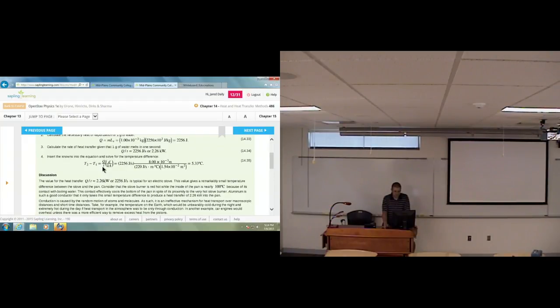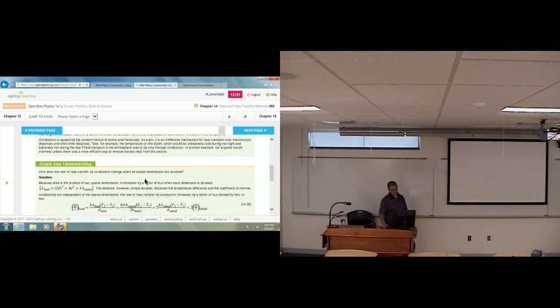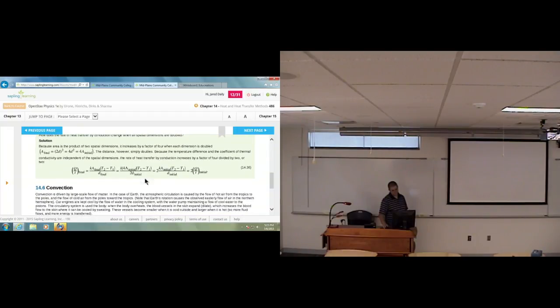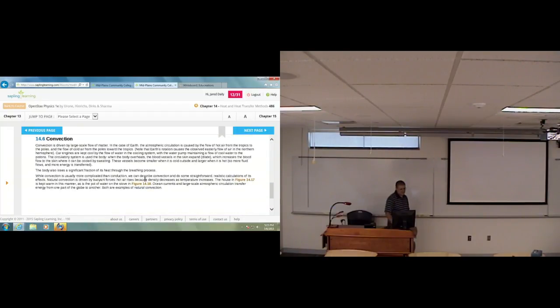You plug that in for Q over T, you plug in your distance in meters, you plug in your K times your area in meters, and you get a difference in temperature of 5.33 degrees Celsius. Convection. So that's conduction. Now we do convection.